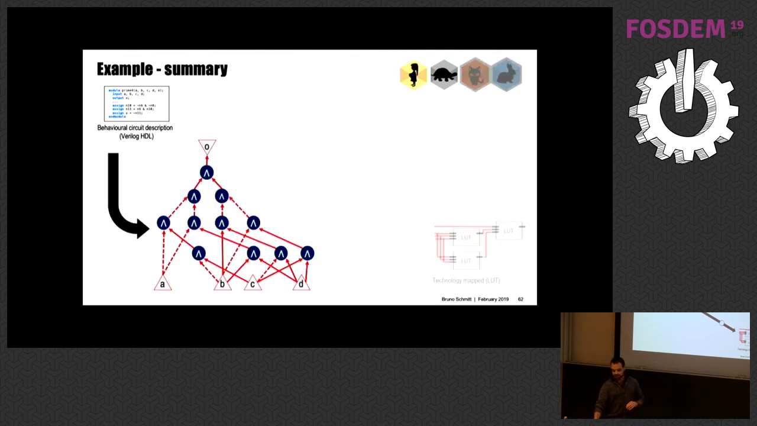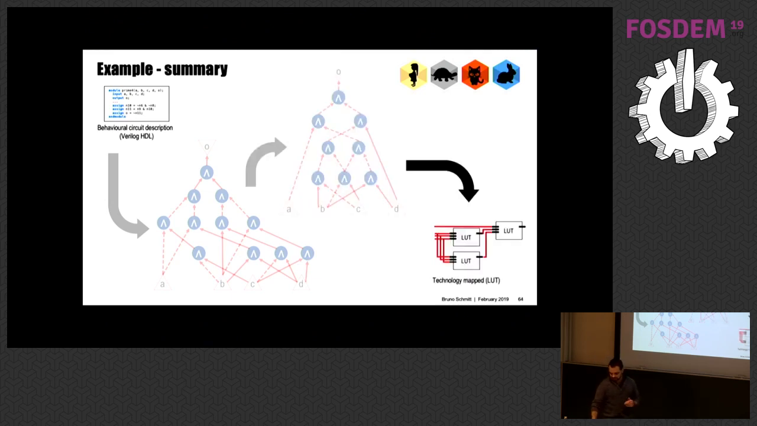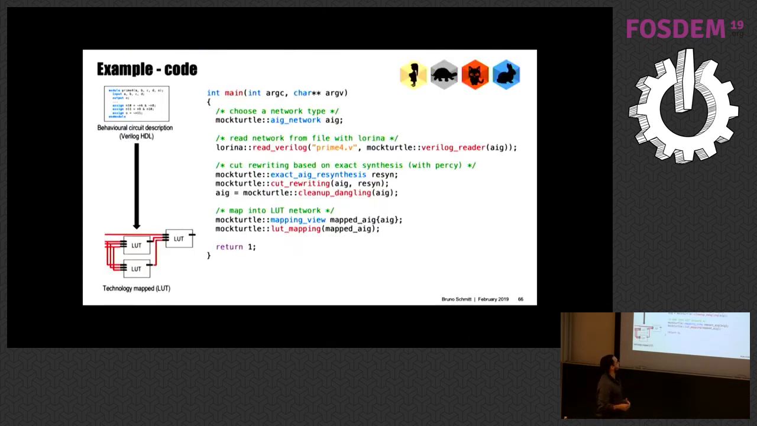So you start from a Verilog, you extract the logic representation of it, in this case, the AAG. You optimize your circuit using cut rewriting or some of the other techniques that we provide. And then you map it to LUT network. So far, everything is quite easy, and I have made it easier and masked some of the details of the implementation. But talking is easy. How does the code look like to do all these steps that I just told you? And it is basically this code.